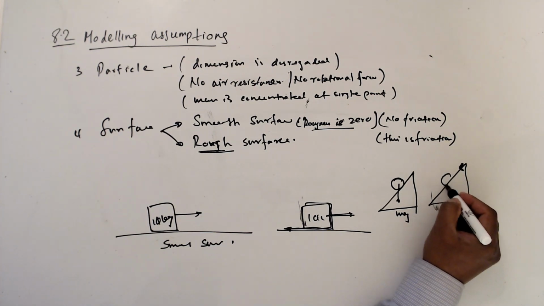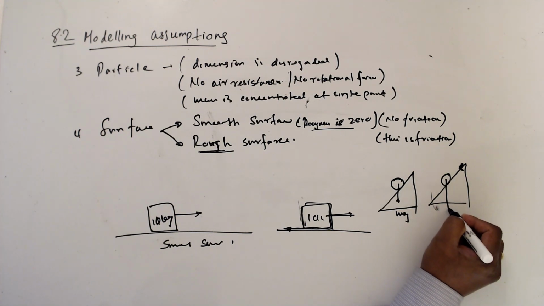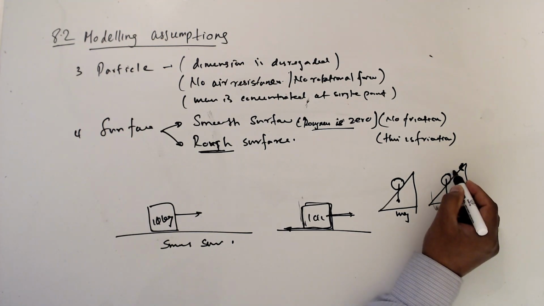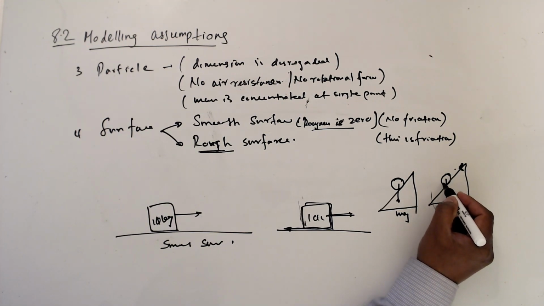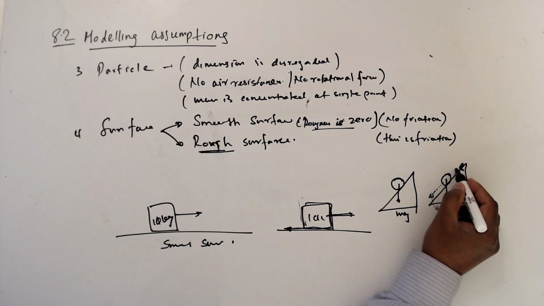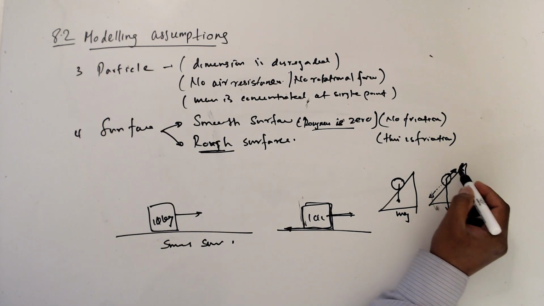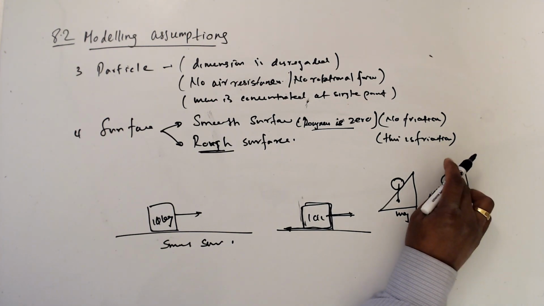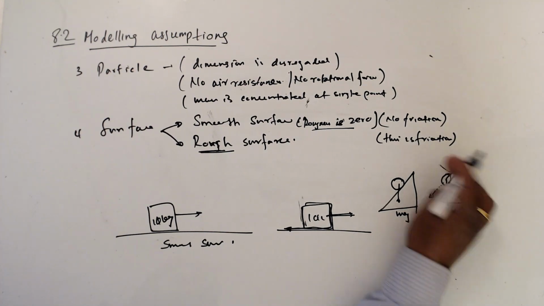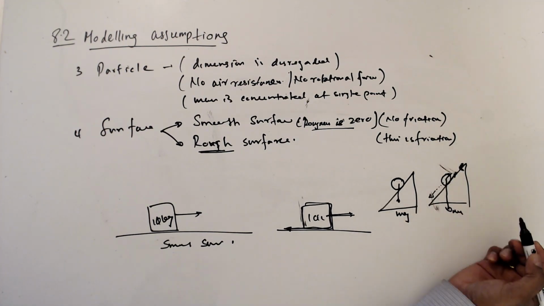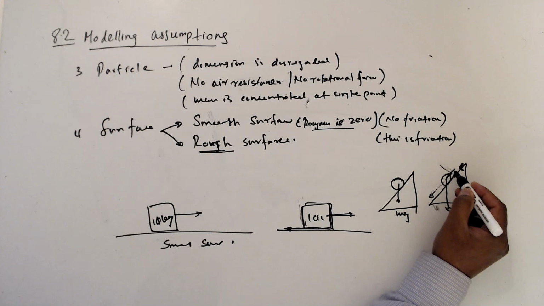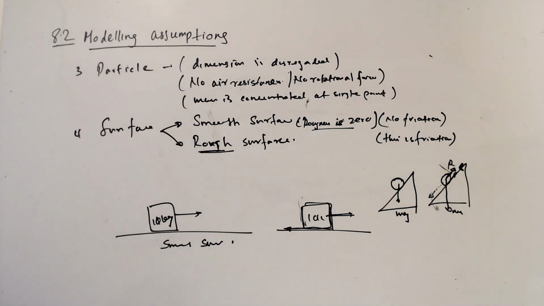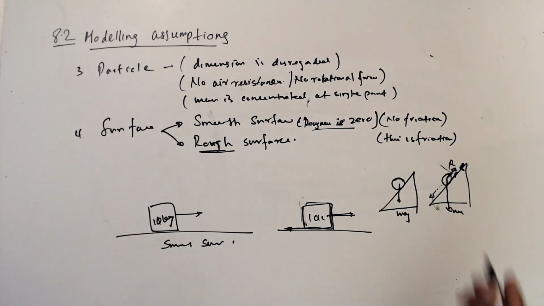So what will happen? mg also acts. There is another force. The ball is moving in this direction when we release, so another force acts opposed to this one. This is along the line, along the plane, but we'll mark it here. So that is called friction force.